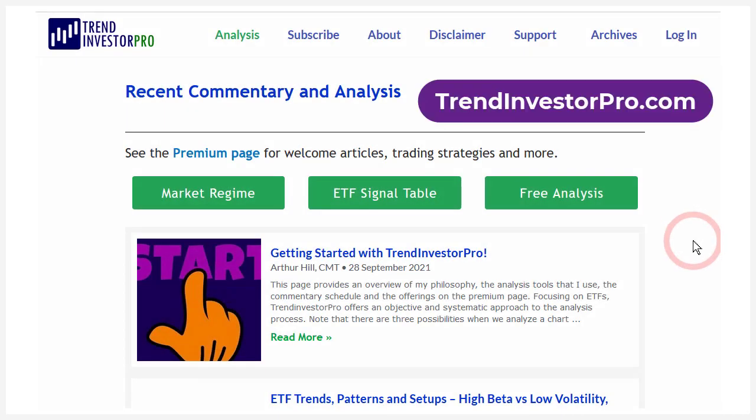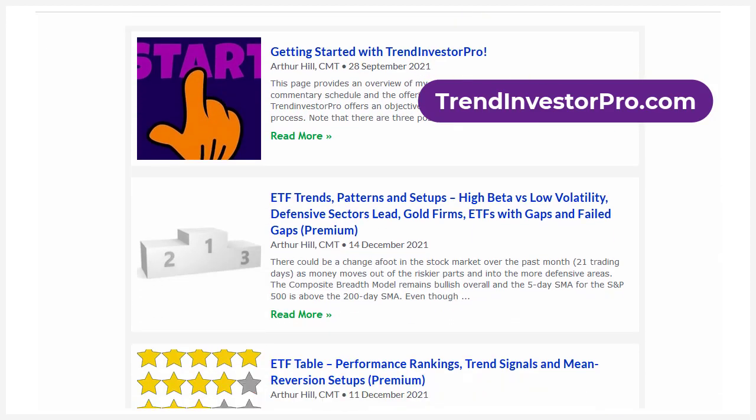Here's the main analysis page at Trend Investor Pro. And on Tuesday, I was going over the signs of risk off, if you will, high beta versus low volatility, defensive sectors leading. Then I looked at gold and it was firming. And I'm going to show some of these ratio charts here today using stock charts.